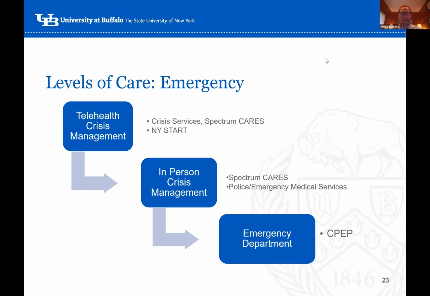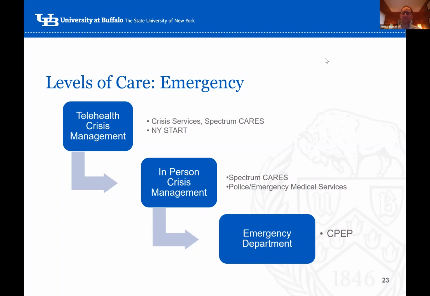Another telehealth crisis system or service to be aware of is called New York START. This is a service through the Office for People with Developmental Disabilities. So this is for kids who are already linked with OPWDD, so kids with a diagnosis of autism, kids with an intellectual disability, or another qualified developmental delay. And it's not just a crisis management service, it's a program. So kids get consistent follow-up through New York START. Whereas crisis services and Spectrum Cares are very much in the moment, particular crisis type of situation.